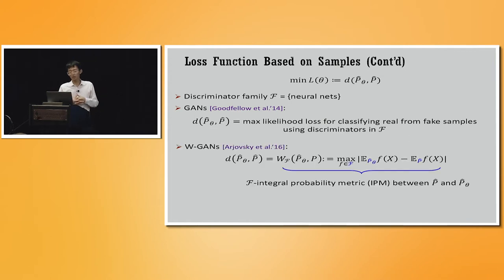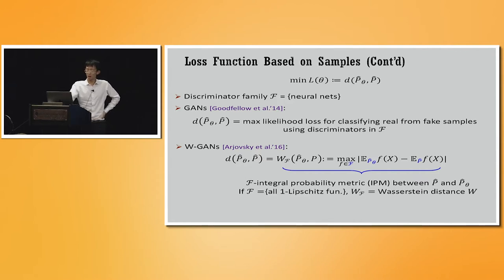For simplicity in this talk, I'm going to talk mostly about WGANs, the Wasserstein GANs, where the loss function is defined as the maximum discrepancy between the mean of F on the generated distribution and the mean on the true distribution. There are two things we have to be careful about. We can only evaluate the mean on the empirical distribution, so that's why I'm putting P hat theta and P hat here. And also, we are maximizing over a family of neural networks. In math, this is called the F integral probability metric, F-IPM, between the empirical true distribution P hat and the empirical generated distribution P hat theta.